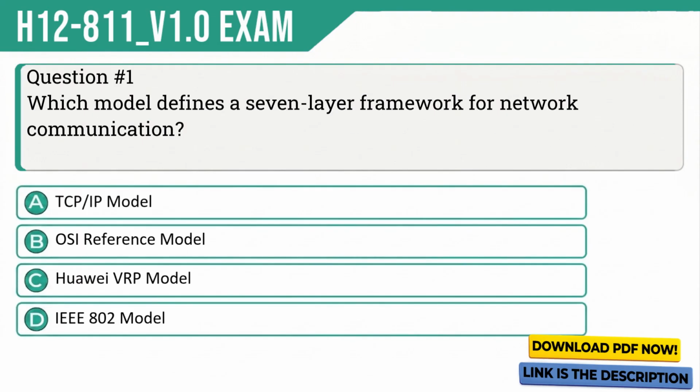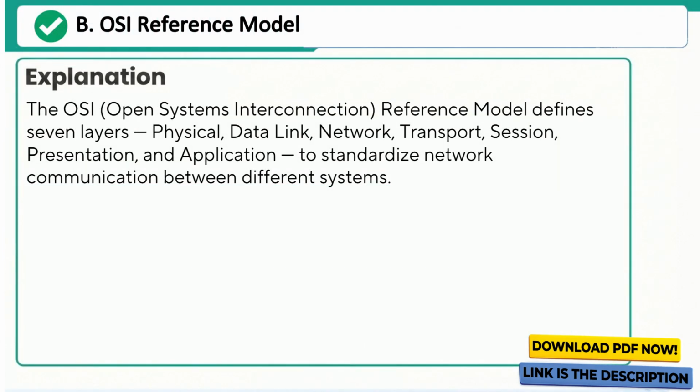Question number 1. Which model defines a 7-layer framework for network communication? A. TCP/IP model. B. OSI reference model. C. Huawei VRP model. D. IEEE 802 model. Correct answer: B. OSI reference model. Explanation: The OSI, Open Systems Interconnection Reference Model, defines 7 layers: physical, data link, network, transport, session, presentation, and application to standardize network communication between different systems.